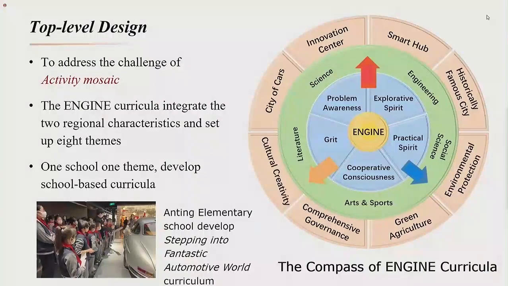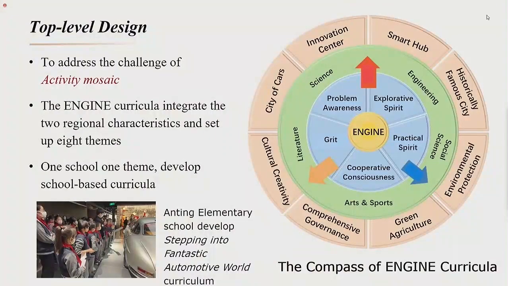On the right side of the slide, you can see a compass of the Engine curricular system, which Bill has just mentioned, which represents a top-level design for its creative education. Such a design is to address one major challenge in creative education in China, which we call activity mosaic, meaning that the creative education activities in some schools may seem abundant, but they are basically spontaneous, chaotic, and out of order, so they cannot systematically improve students' creativity and critical thinking abilities, including problem awareness, explorative spirit, practical spirit, cooperative consciousness, and grit.